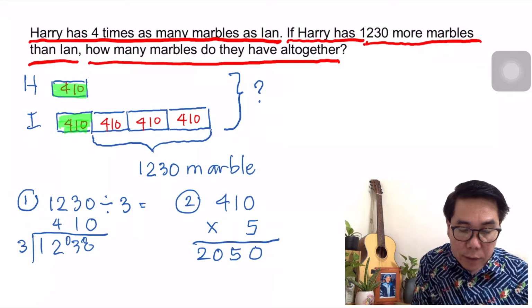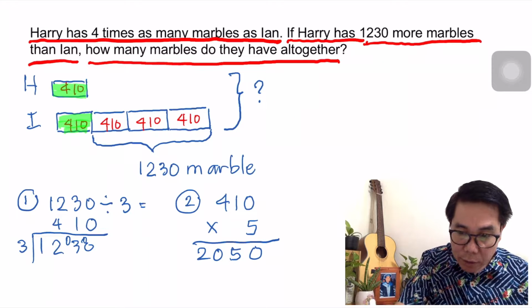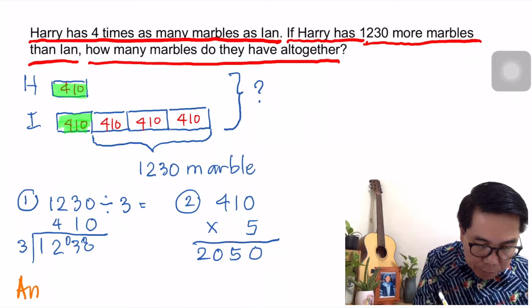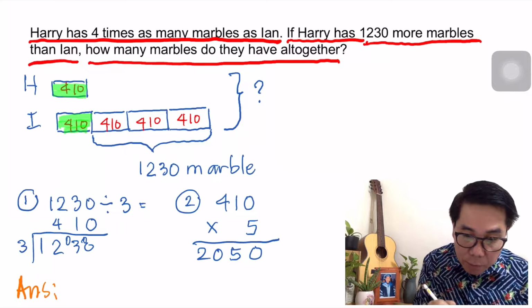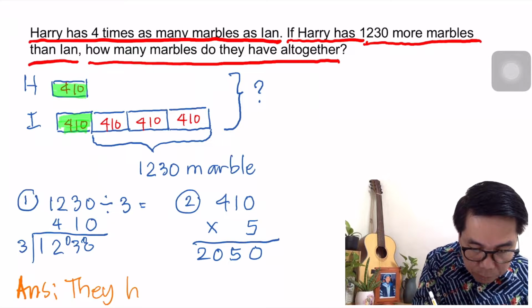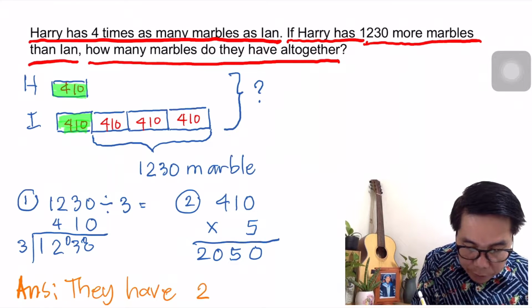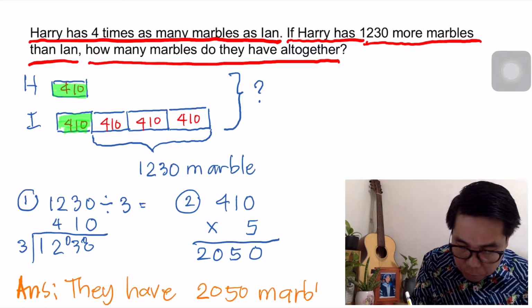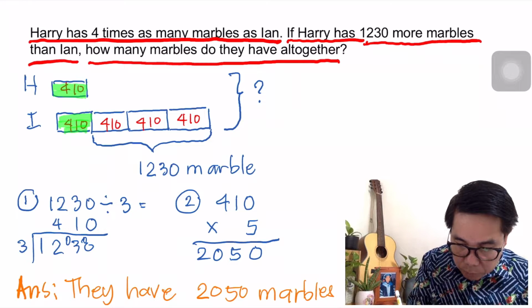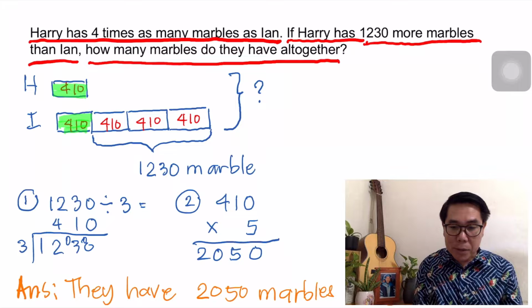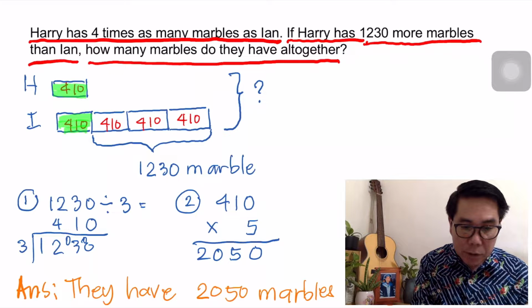Now, going back to the problem, the question is how many marbles do they have altogether? So I'm going to answer it in a complete statement. So the answer is, they have 2,050 marbles altogether. Okay. Now, let's proceed to question or problem number 2.